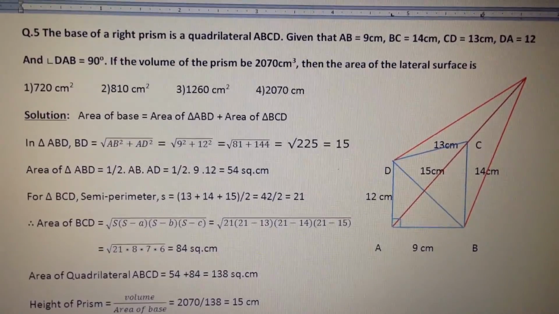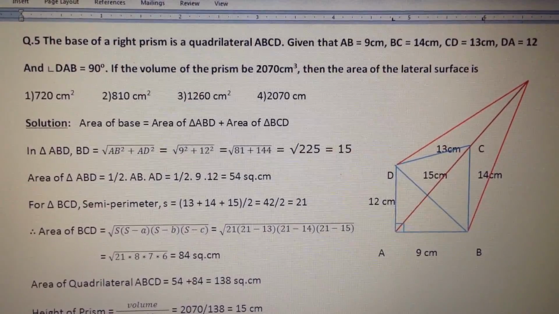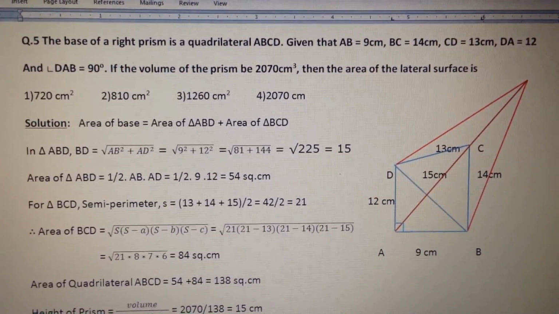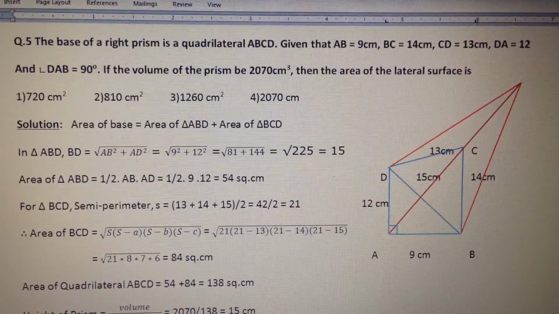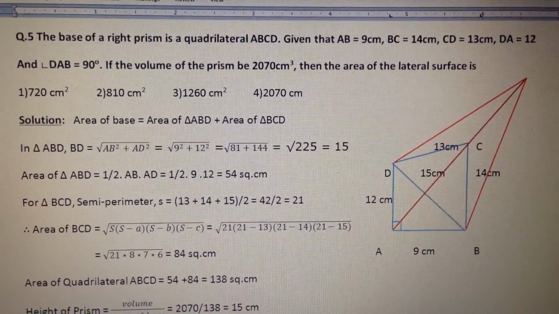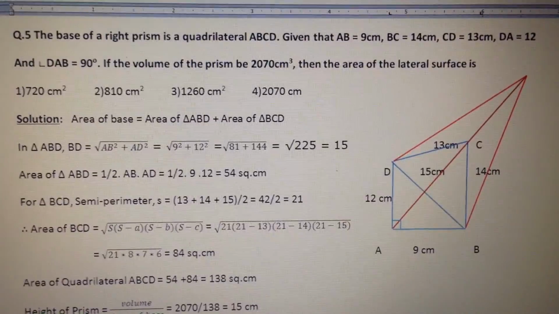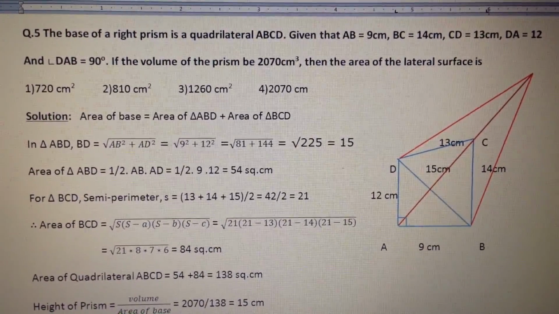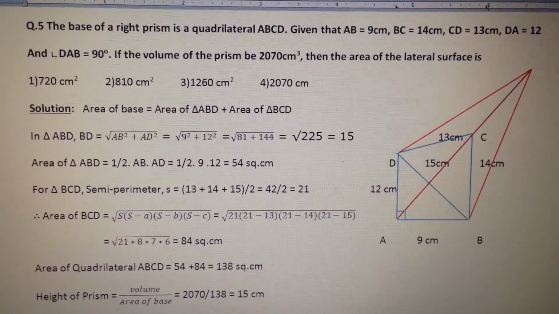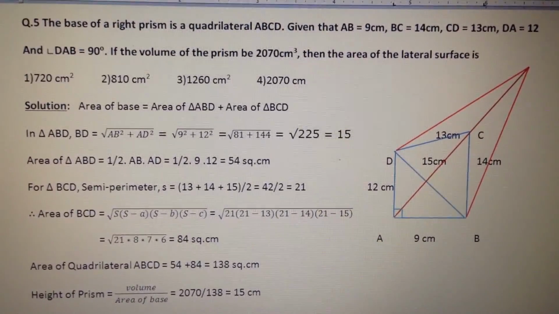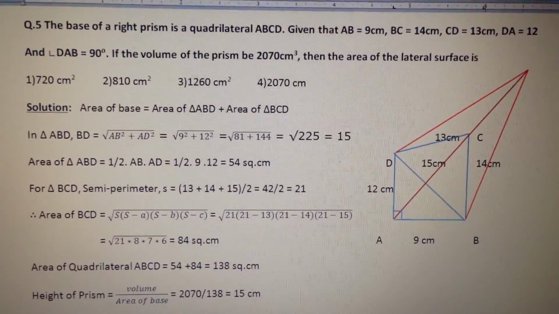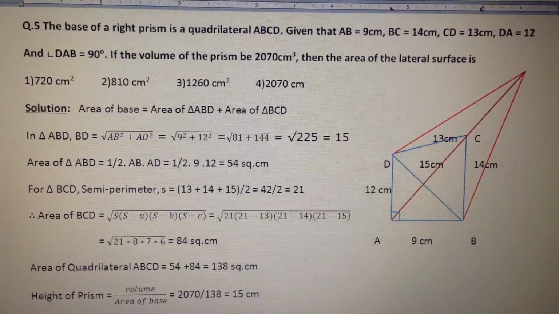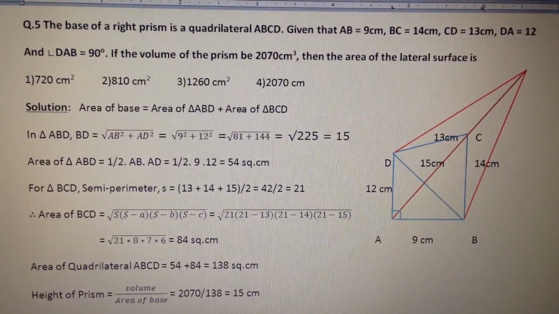Next question. The base of a right prism is a quadrilateral ABCD. Given that AB is equal to 9 centimeters, BC is equal to 14 centimeters, CD is equal to 13 centimeters, DA is equal to 12, and angle DAB is equal to 90 degrees. If the volume of the prism is 2070 cubic centimeters, find the area of the lateral surface.